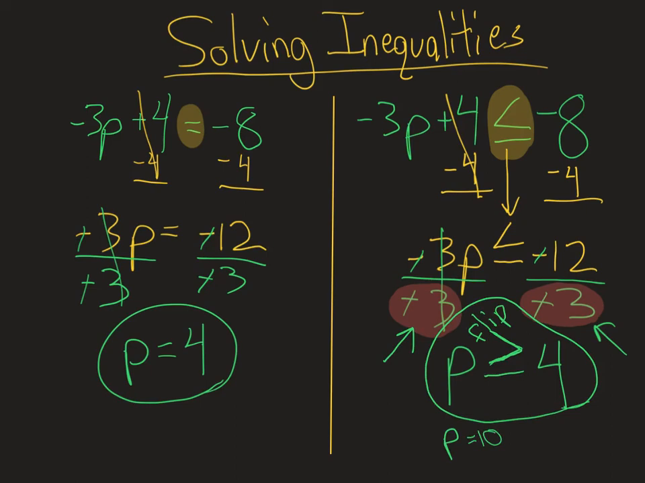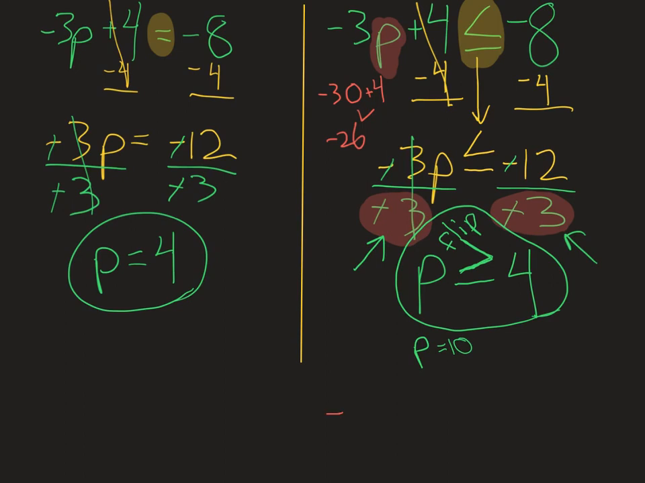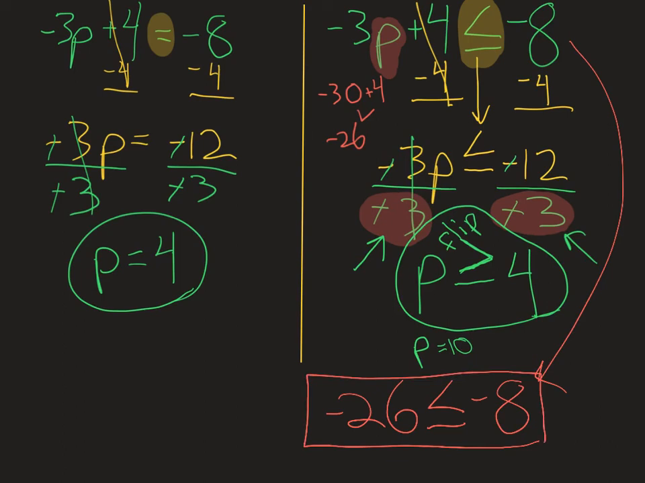That's a number greater than 4. If we go back up to the top and we plug that in for p, plug in 10 times -3, we get -30. And we add 4 to it, we get -26. So then we ask ourselves, and we're kind of running out of room, I'll go to the bottom here, -26, is that less than or equal to the original -8? Is -26 a smaller or less number than -8? It is. That works, so this value is true, it's part of the solution set.